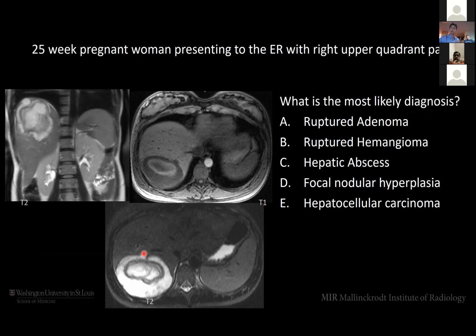I know this is not a quiz, but I would want you to take a moment and think for yourself and commit to a diagnosis. You don't have to say it out loud, but commit yourself to a diagnosis of what you think it is. Then I'll share with you what it is and why it is.